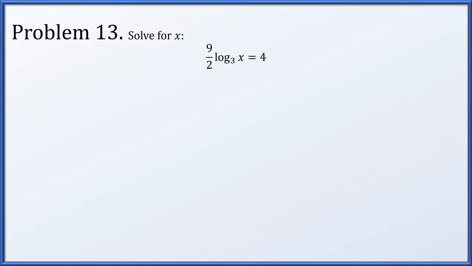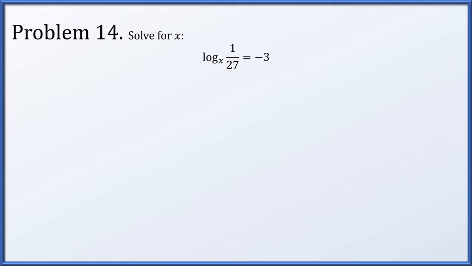13, solve for x. 9 halves times the log base 3 of x is equal to 4. Before we can convert our logarithm into an exponential, we need to just have a logarithm on one side. So we multiply both sides by 2 ninths, and now we have the log base 3 of x is equal to 8 ninths. Now we can convert this directly to an exponential. x is equal to 3 to the 8 ninths.